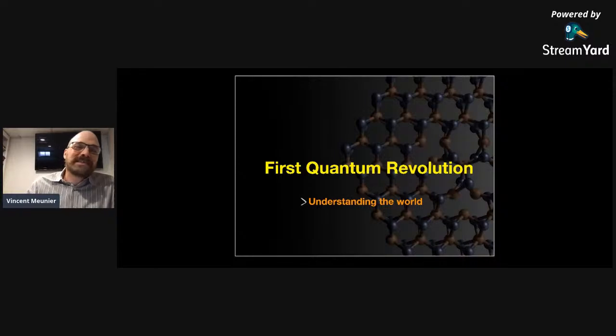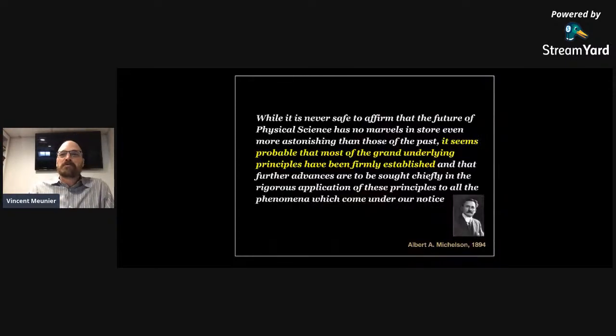Just to give you a quote, because we see quotes a lot, this one is from Michelson, of course a very well-known person in the history of understanding electrons. I highlighted it here in yellow. It says that, back in 1894, it seems that probably most of the grand underlying principles have been firmly established. That was at the time when everything was understood, because people could understand Maxwell's equations, the electromagnetic theory.